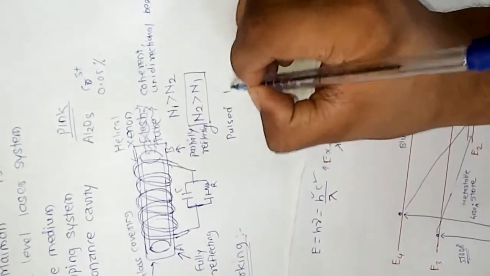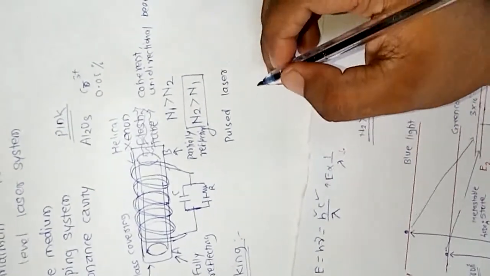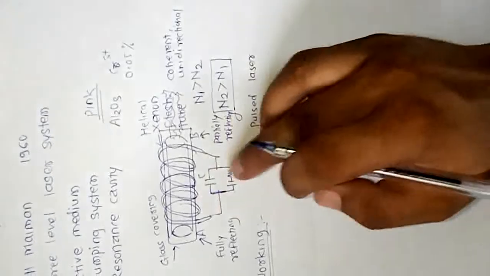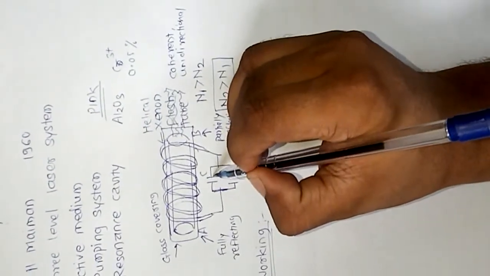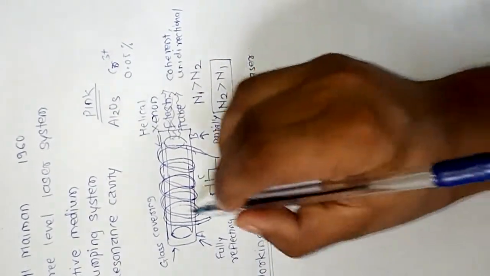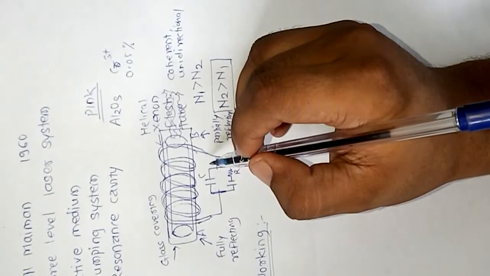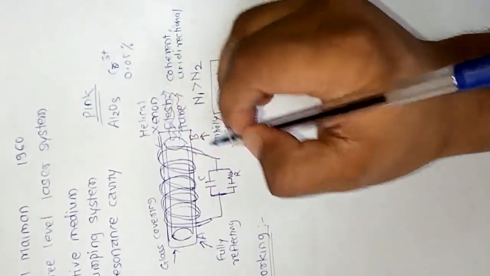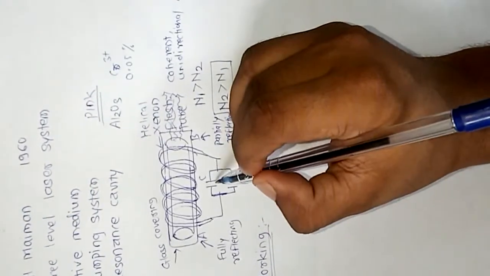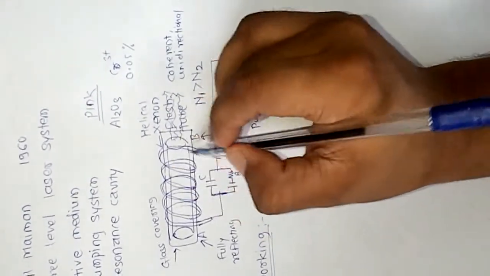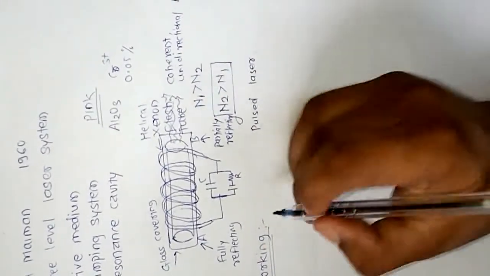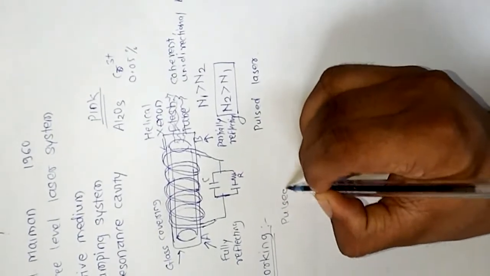But this ruby laser is not a continuous laser, it is a pulsed laser. Why? Because when the capacitor is charging, the flash tube is in off condition, while when the capacitor is discharging, the lamp is in on condition. So due to this, instead of getting a continuous laser, we get a pulsed laser beam.